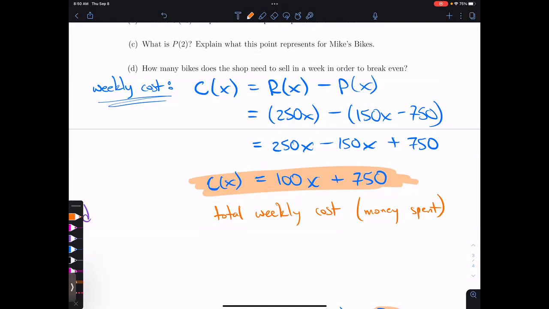And then part D asks you how much you need to sell in a week in order to break even. What do you think about that one? All right, so finish that for tomorrow. We will pick up there.